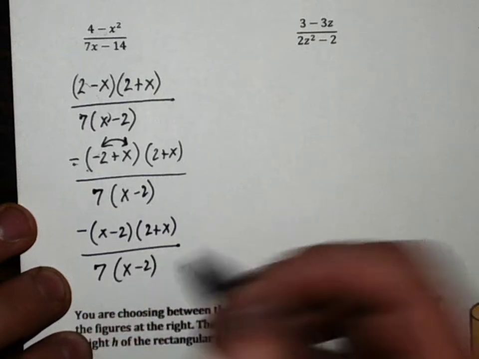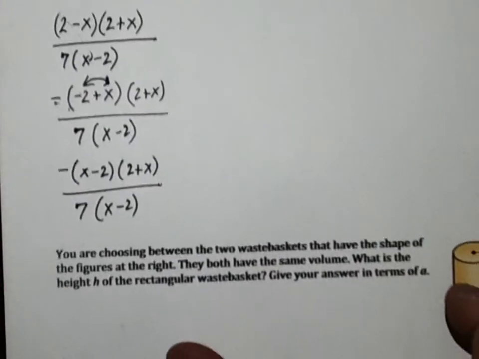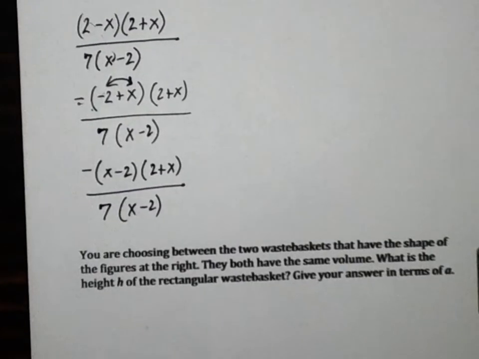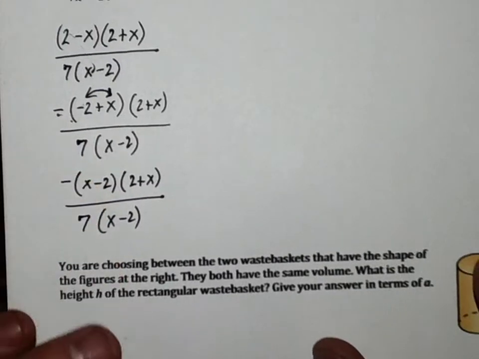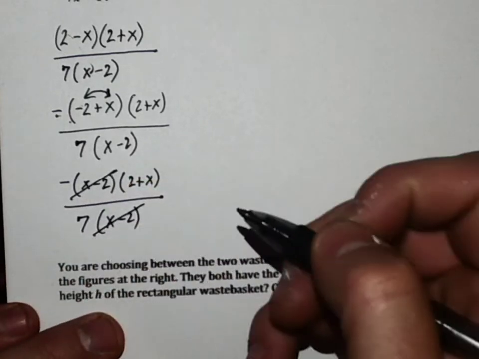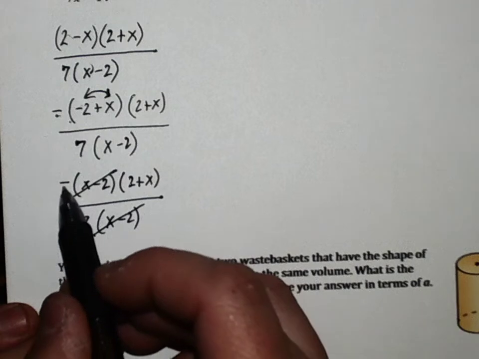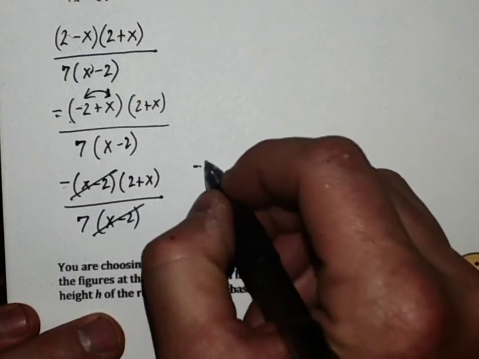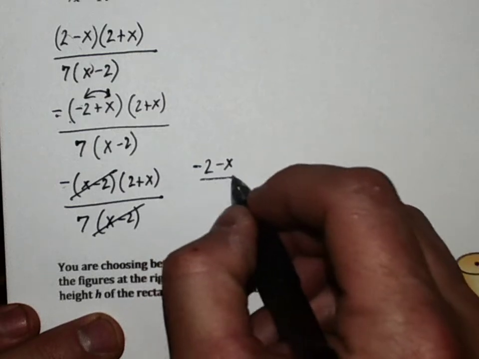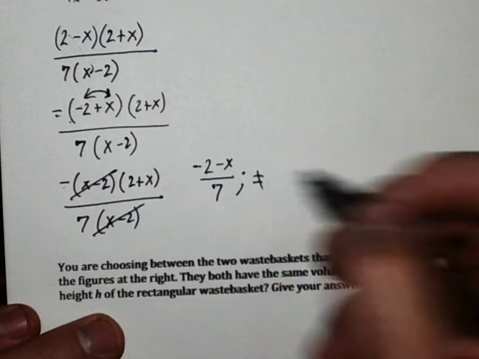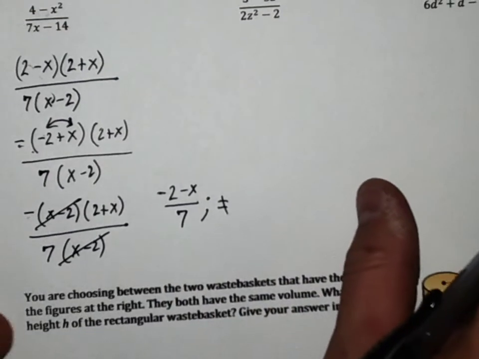If your terms are almost the same, but one's negative and one's positive, you can factor out a negative, therefore creating exactly what you want it to be or need it to be. So look here, common factor, common factor. I'm left with a negative outside of 2 plus x divided by 7, which is negative 2 minus x divided by 7. But don't forget to state what it cannot equal.